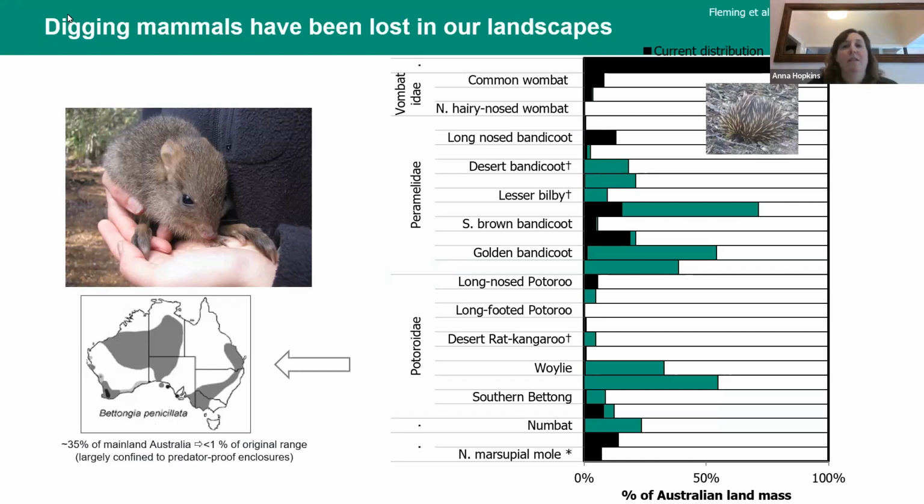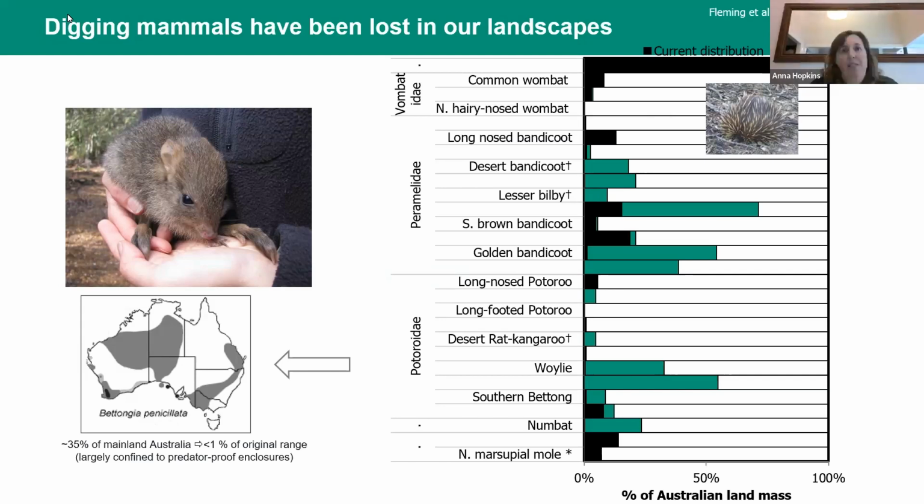These digging mammals are really important. One of the reasons that they've declined over time is because a lot of them fall within the critical weight range, which are the animals that are easily predated by cats and foxes, but it's also as a result of land clearing and other human-related disturbances. The one digging mammal that hasn't really been affected by these kind of disturbances is the echidna, and you can imagine it's not a very good meal for a cat or a fox, and they seem to persist throughout Australia quite comfortably still.